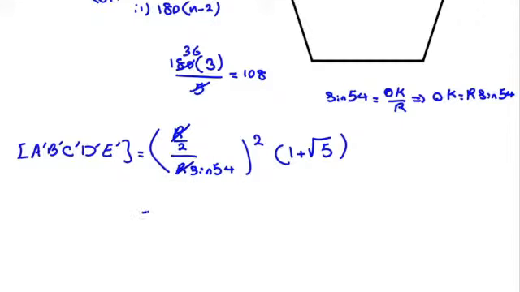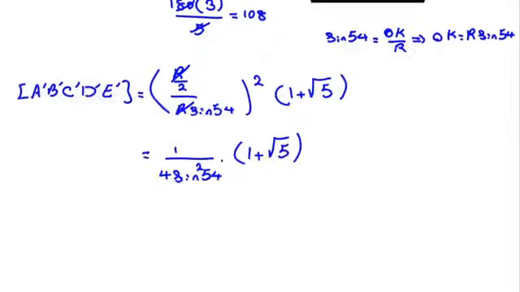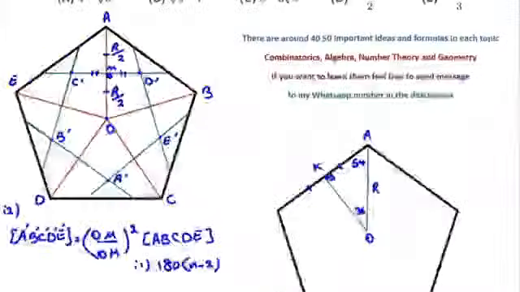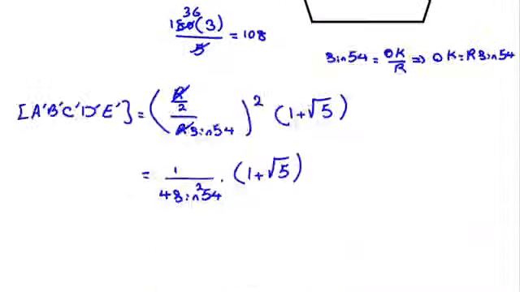We can cancel R, so it will be 1 over 4 times sine 54 squared times 1 plus root 5. Now we should calculate sine 54 squared. For this part, we should be able to find sine 54. Let me tell you how to calculate sine 54. I told you 2 ideas.